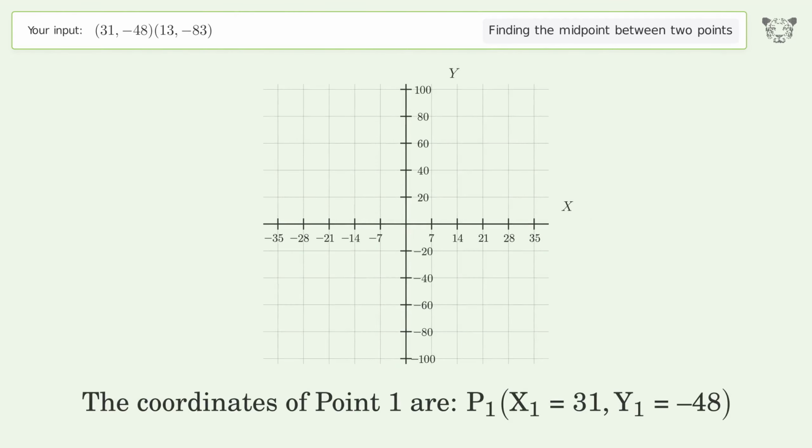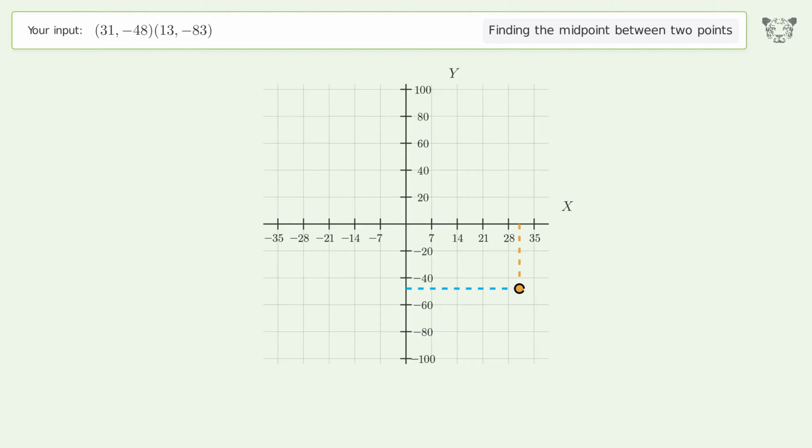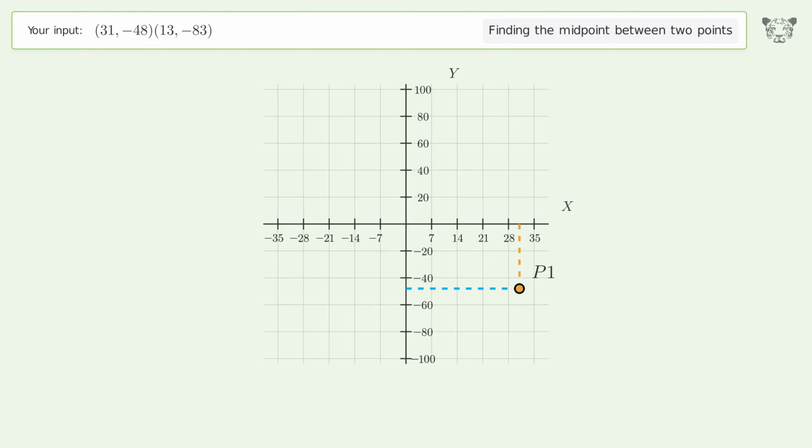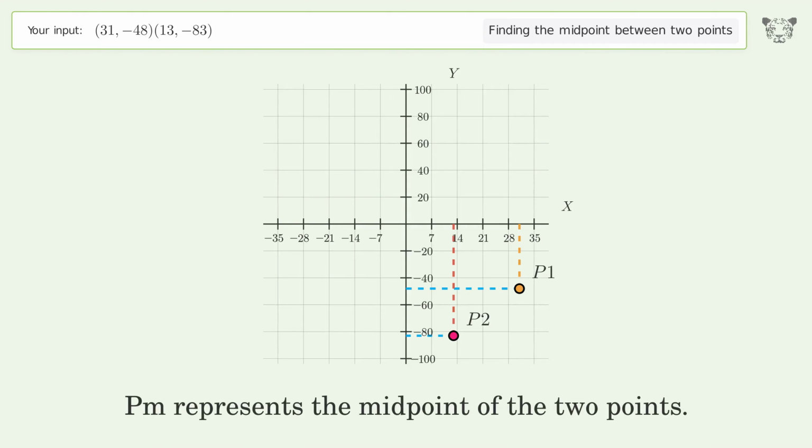The coordinates of point 1 are, x1 equals 31, y1 equals negative 48. The coordinates of point 2 are, x2 equals 13, y2 equals negative 83. PM represents the midpoint of the 2 points.